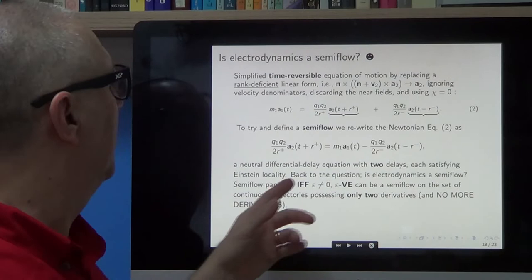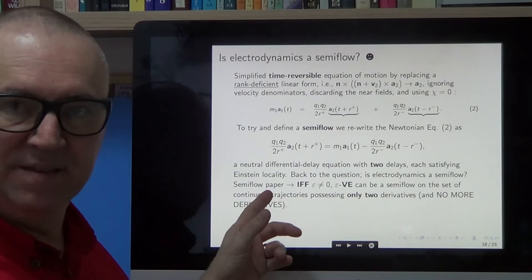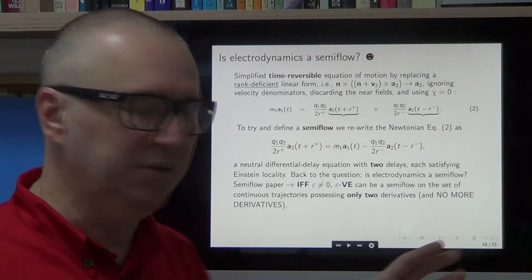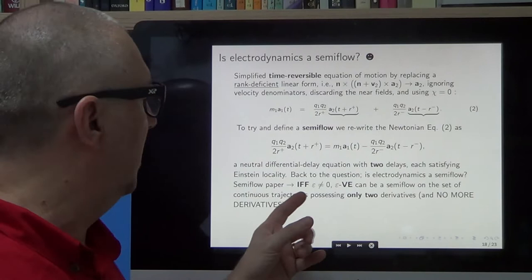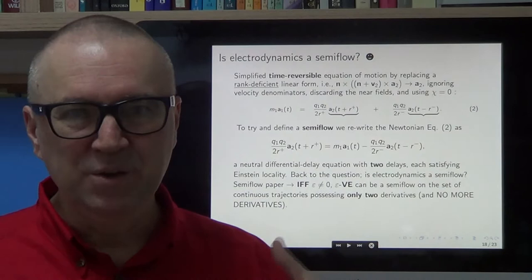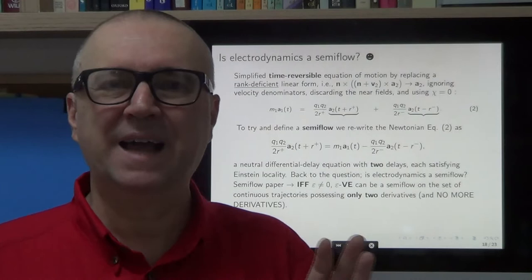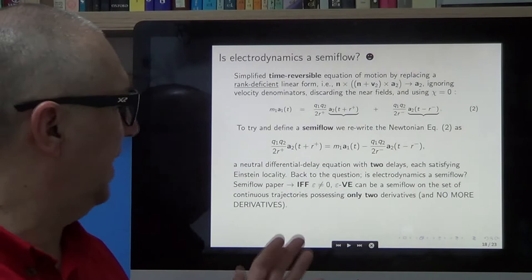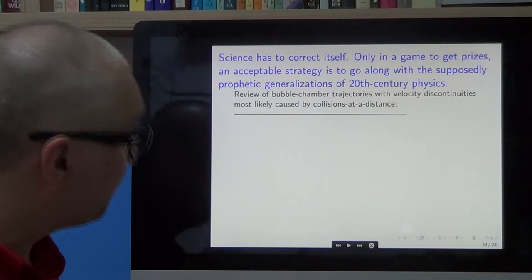Back to the question, is electrodynamics a semiflow? My semiflow paper has the answer. If epsilon is non-zero, can be very small, but non-zero, epsilon VE can be a semiflow on the set of continuous trajectories, possessing only two derivatives and no more derivatives. Okay, this is the nice thing about this work. When you integrate delay equations in electrodynamics, the Dirac theory, for example, you have to start from C infinity data, which is impossible. Here you can start from a C2 initial condition. Now, I just wrote this. Science has to correct itself. Should be obvious.